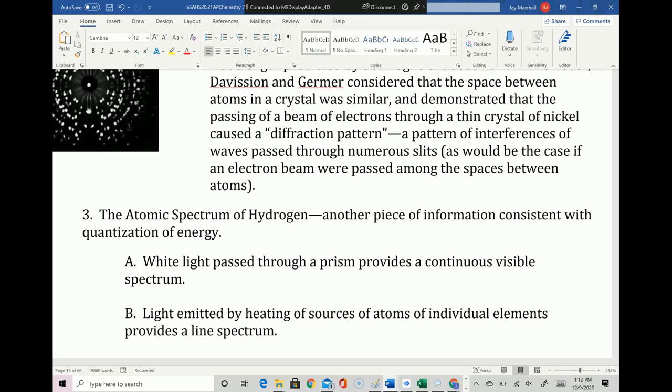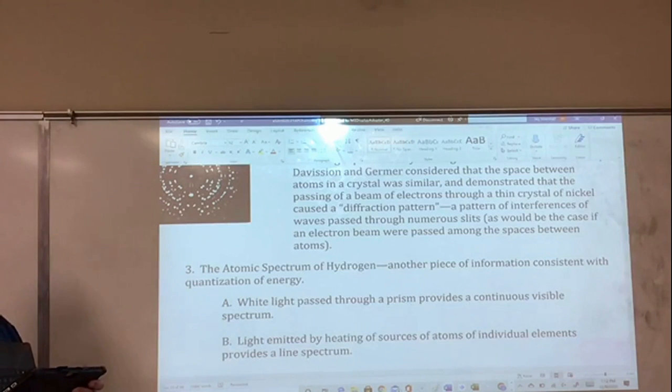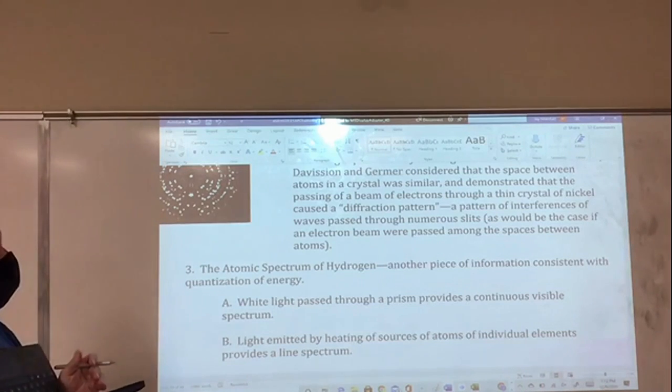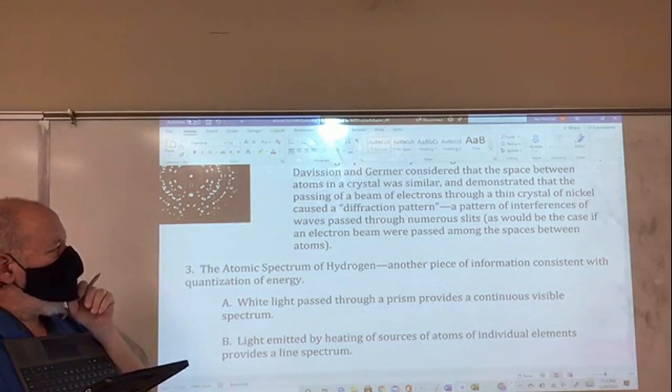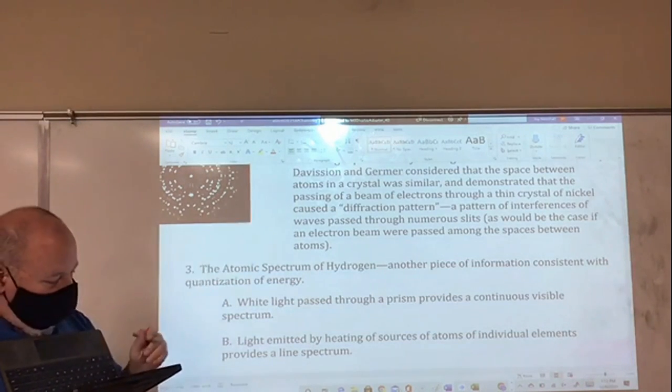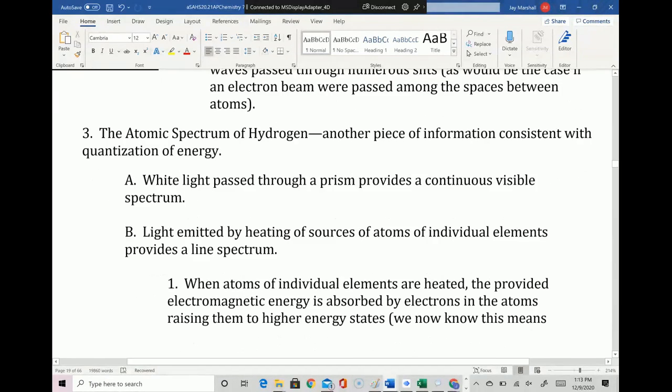Everything has a wave motion when it's traveling. Travels in a wave motion, but most objects that we can see, their wavelengths are so small that the particle nature predominates, and we just see the particle. Okay, we just see the baseball going to the catcher's mitt. We don't see it traveling as a wave. Okay, and this was the final proof of that, this diffraction pattern. So that would be the piece of information that's important there.